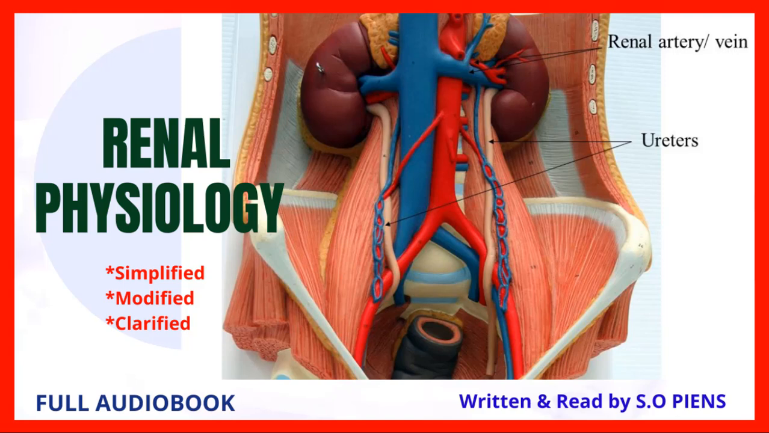So that's the section on the glomerular filtration. Now let's talk about the tubular secretion. Tubular secretion is a process by which substances are either passively or actively transported from the blood into the renal tubules for excretion.